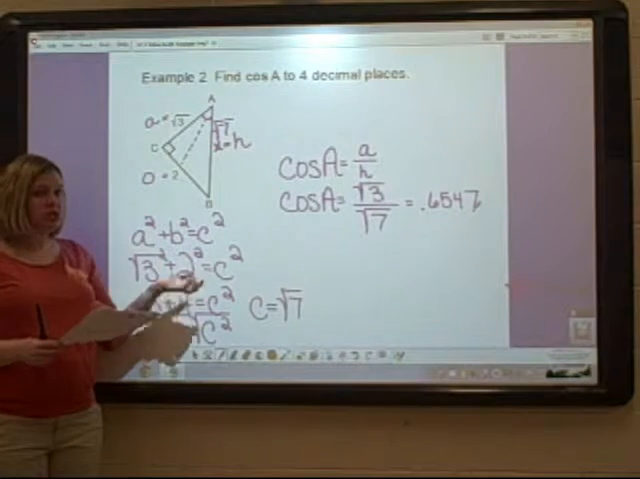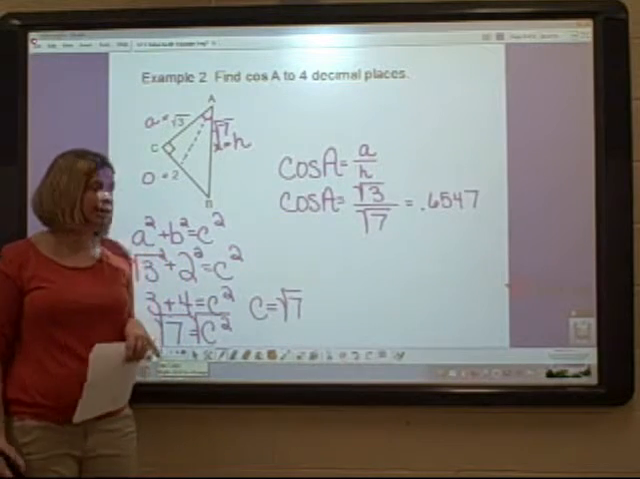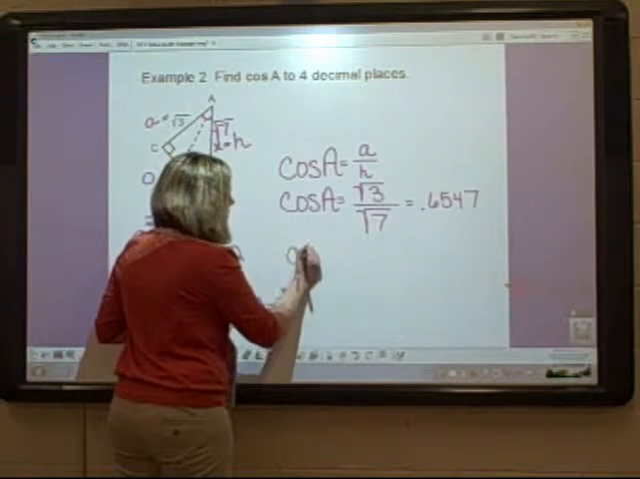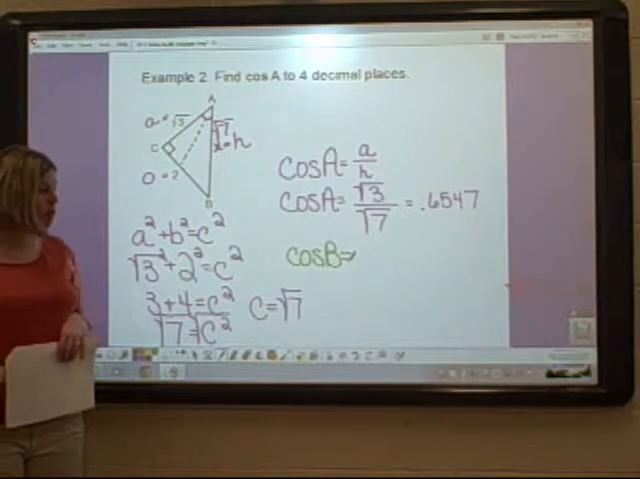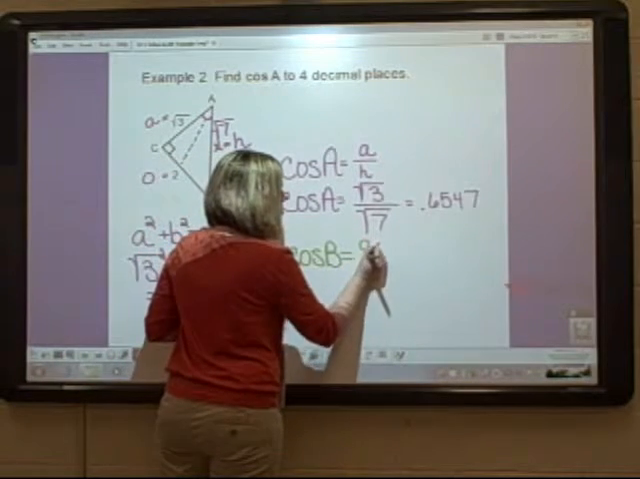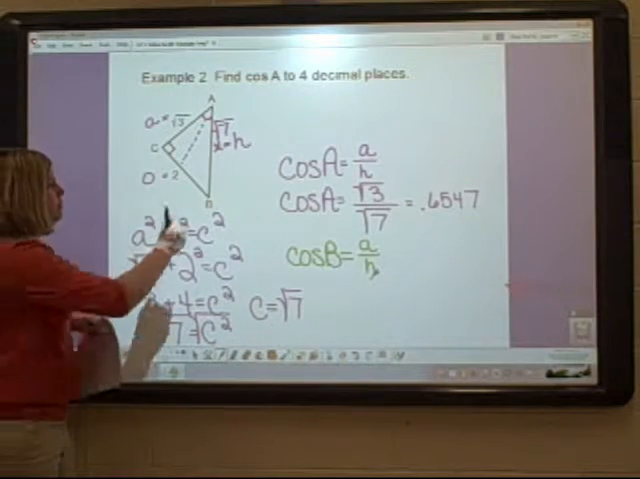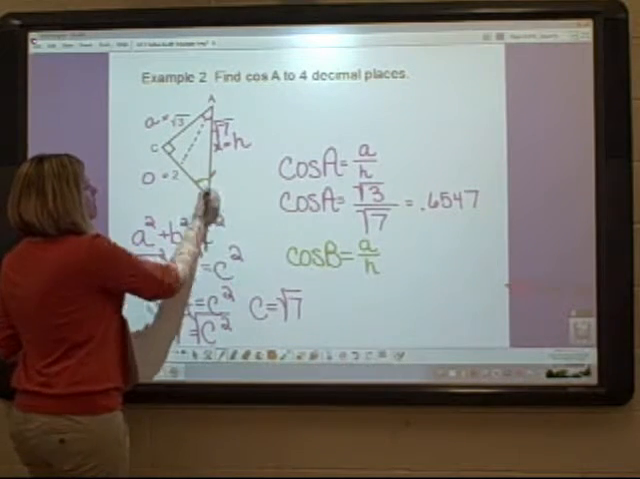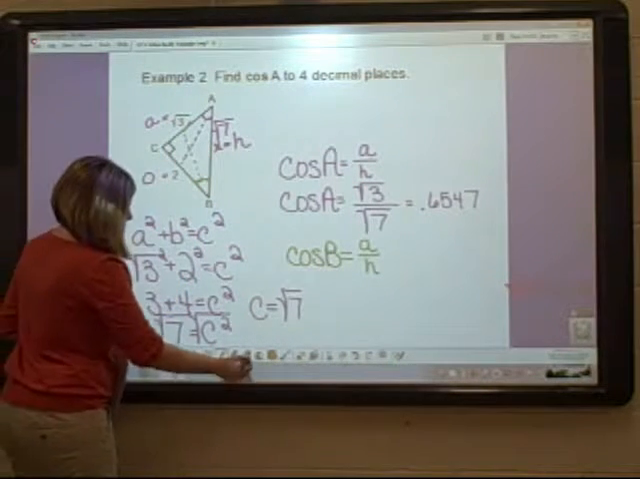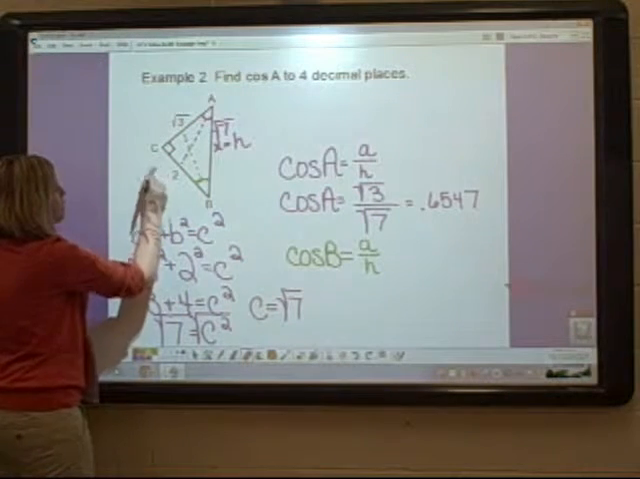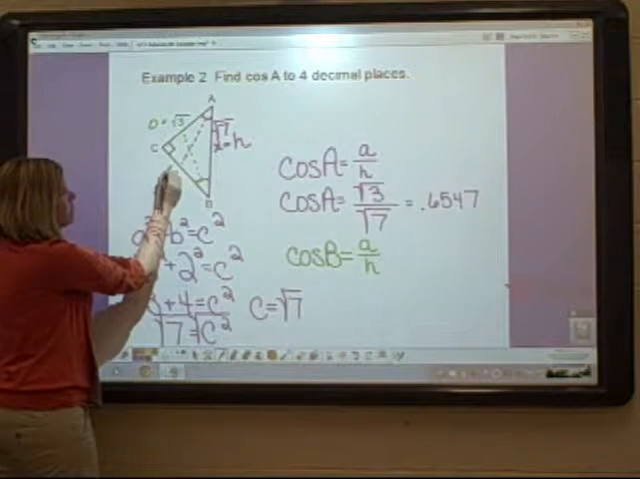Now let's say we change the problem a little bit. And I said, okay, now instead of finding the cosine of A, I now want you to find the cosine of B. Well, the cosine of B is still A over H. But now I'm working with angle B, which means if I go directly across, that's now my opposite. So root 3 is now my opposite side, and 2 is my adjacent.